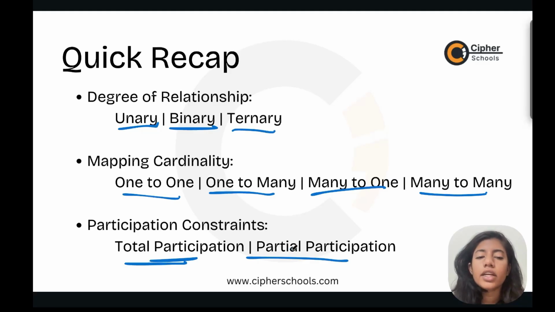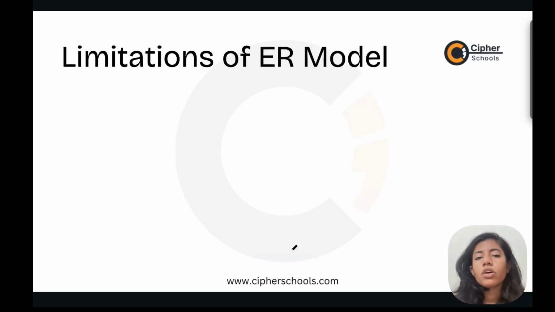So let us move ahead and discuss about extended entity relationship model. Before we begin with extended entity relationship model, it is important to understand why we need it. And to understand why we need it, let us understand what are the limitations of ER model and where we came up with an idea that we need some extended features for it. So let's begin one by one.